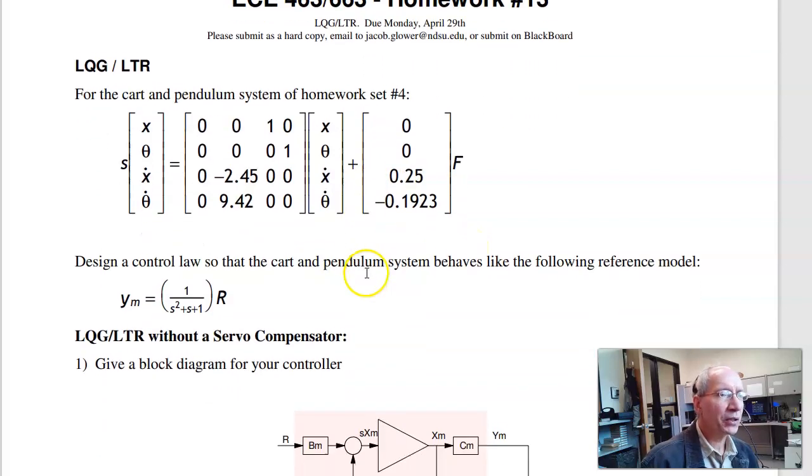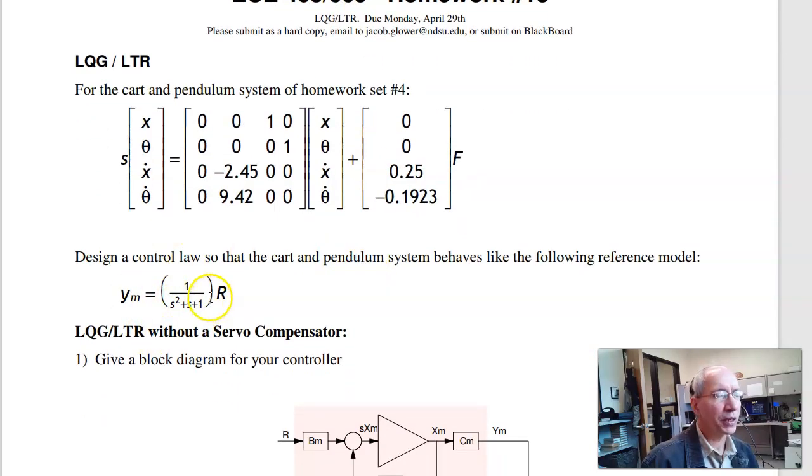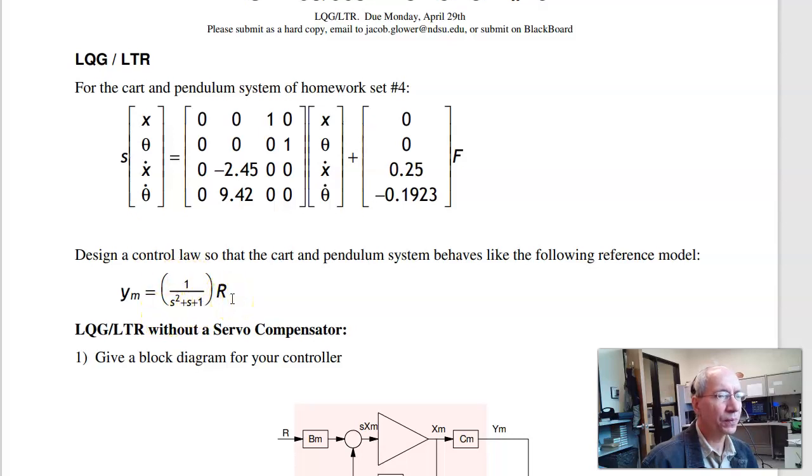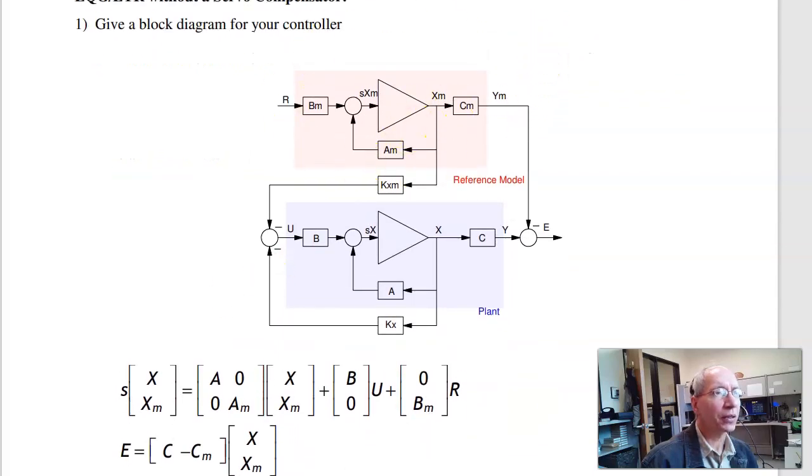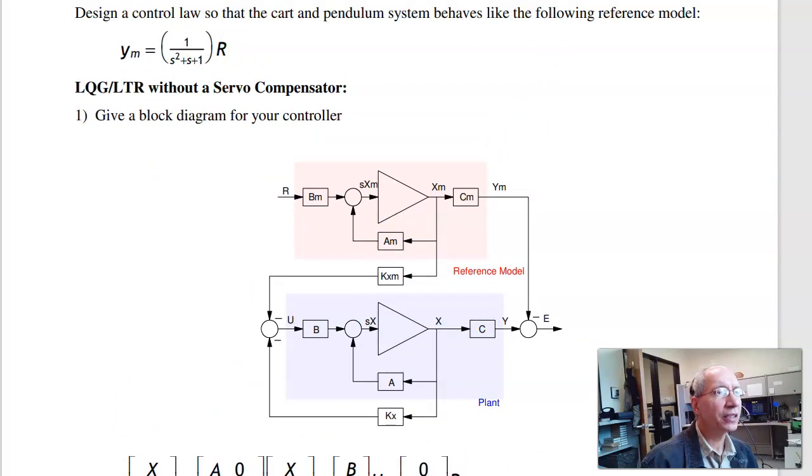come up with a feedback controller to make it behave like a reference model. And here it is defined to be 1 over s squared plus s plus 1. With LQG-LTR, the idea is to form a reference model. This is this guy right here. That tells you how the plant should behave.